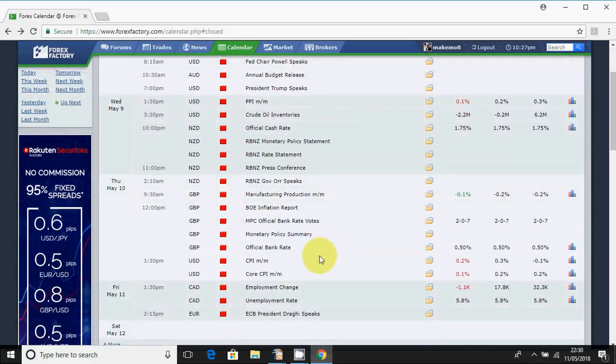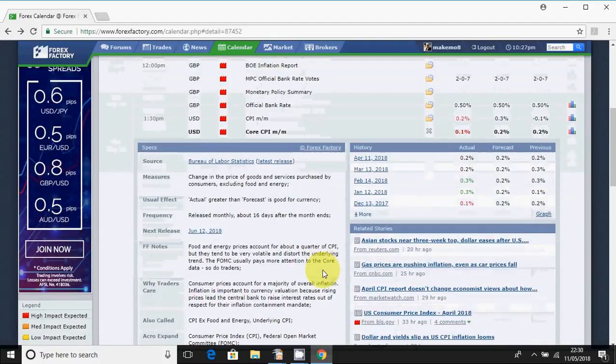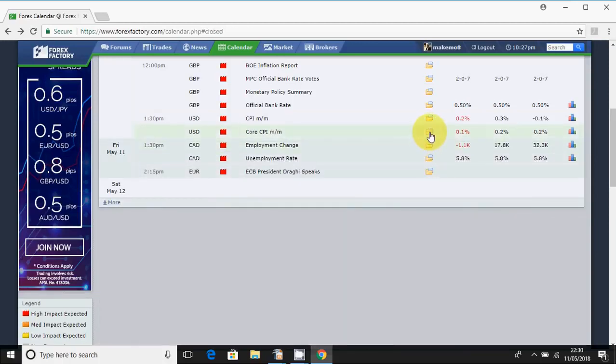So let's look at another one. Let's look at the CPI. Okay, the CPI. So that's the inflation report. So if you look at the inflation report, what does it mean? The inflation report is a change in the price of goods and services purchased by consumers, excluding food and energy. If the actual is greater than expected or forecast, it is good for the currency. So you can read this detail. To get the detail, you can click the folder. It will tell you the detail.